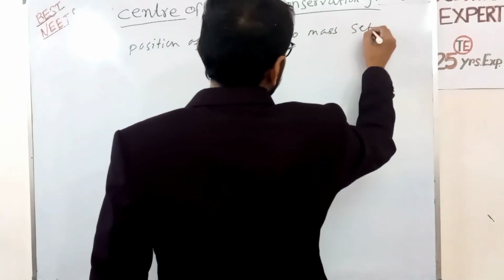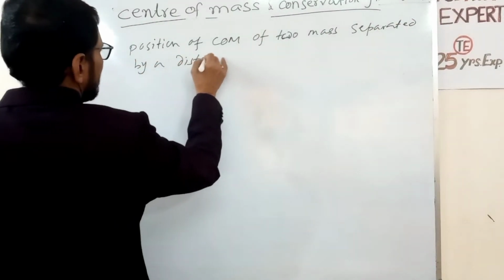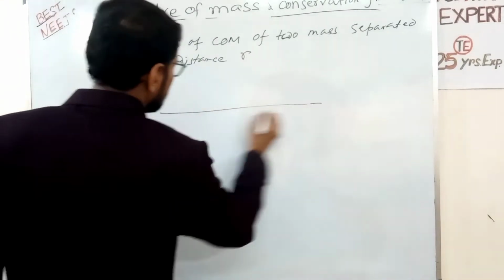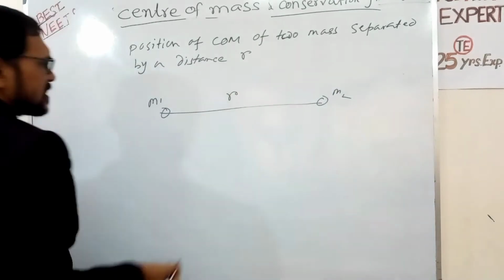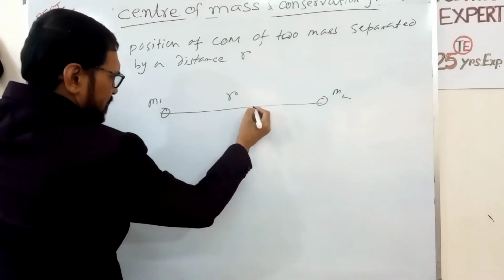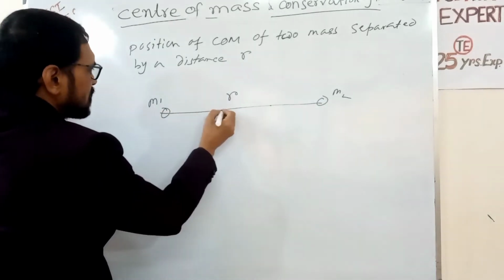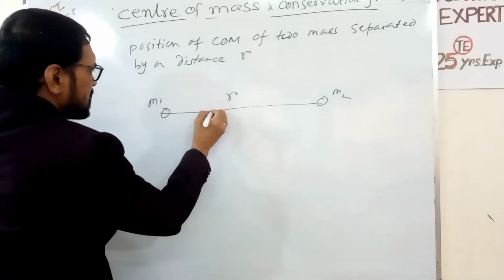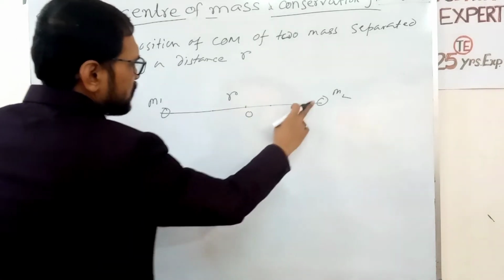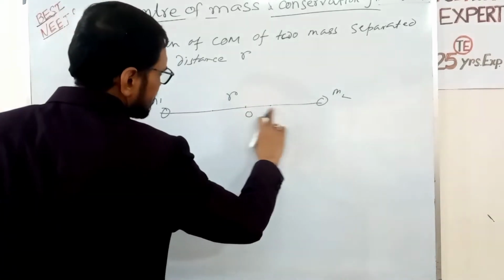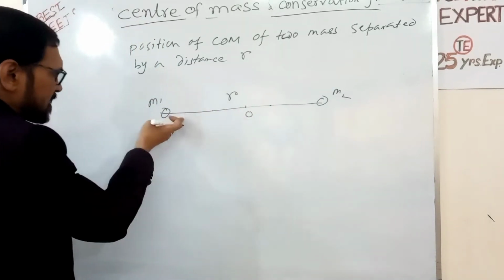Now consider a two mass system, two masses separated by a distance r. So suppose these are two masses m1 and m2 separated by distance r. Now what is the position of the center of mass? Suppose if m2 is more, then the center of mass shifts this way. If m1 is more, then the center of mass shifts this way. Suppose this is the midpoint. If m2 is more, then the center of mass is shifted in this direction, and if m1 is more, then it shifts in this direction.